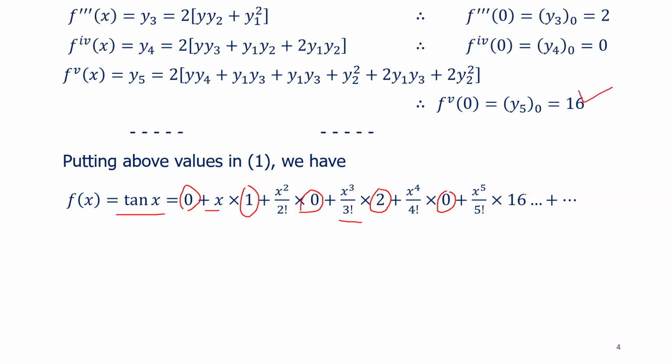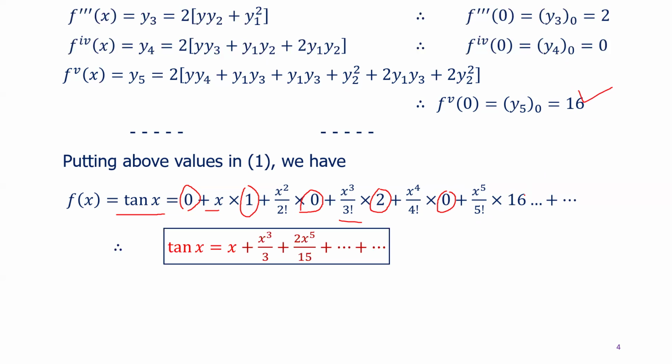So if we put all these values, we are able to write down the expansion of tan x, which is nothing but x plus x cube upon 3 plus 2x to the power 5 upon 15 and so on. So now if we write down up to the power of x, then this is also more than sufficient to write down the expansion of any function. So in this manner, we are able to get the expansion of tan x. And what is the expansion of tan x? It is nothing but x plus x cube upon 3 plus 2 upon 15 into x to the power 5 and so on. Thank you.